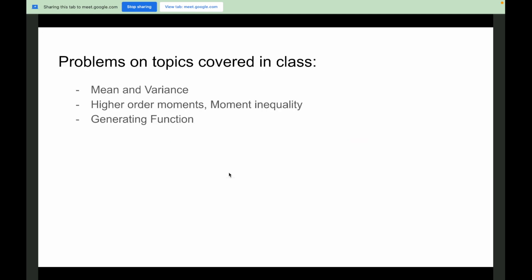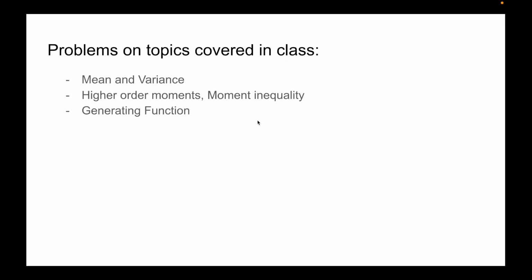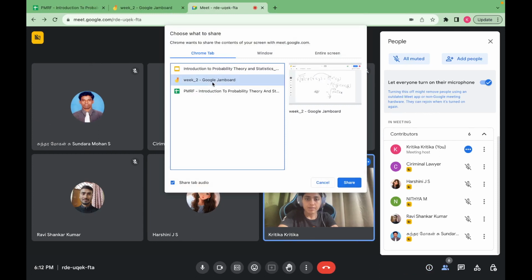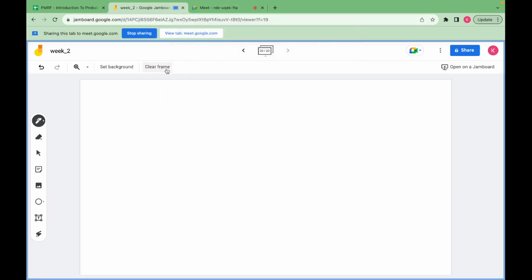So in today's class, we are discussing the problems related to the topic mean and variance, higher order moments, inequalities, and generating functions. Okay, so first I will summarize all these topics, all the formulas that we need to solve the problems. Okay. So we will start with the mean, or you can say expectation.